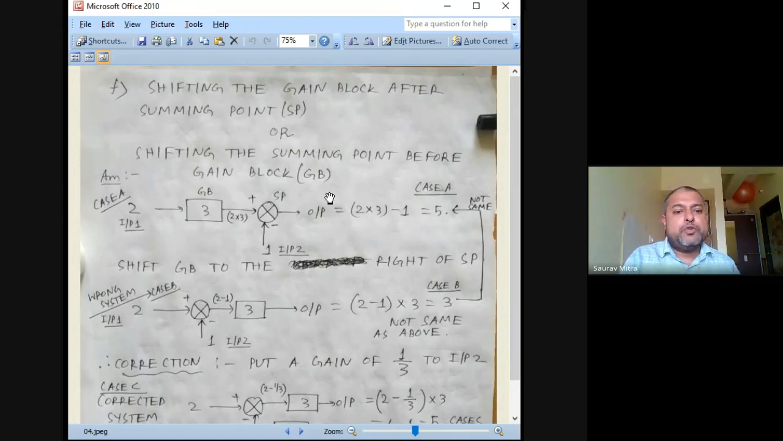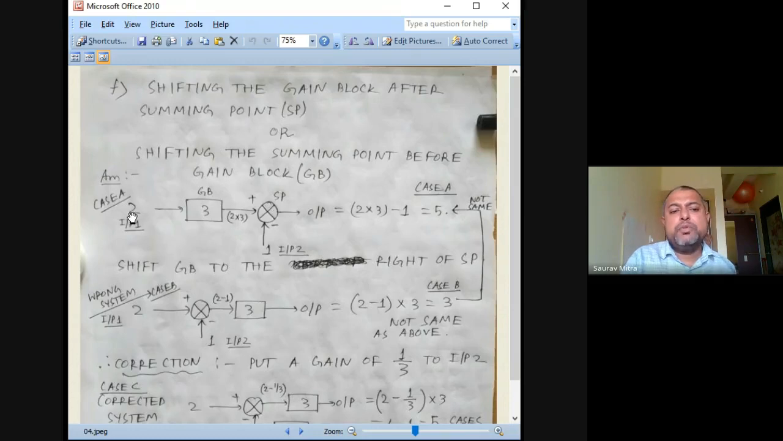So I'll explain. Here, this is the forward gain. It is called a gain block. It has a gain of 3. Actually, it will be called G. And this is a summing point. What is a summing point? A summing point is where signals from different directions come in and get mixed.